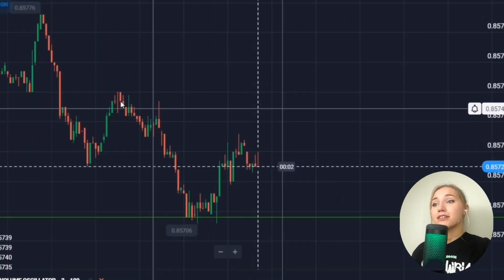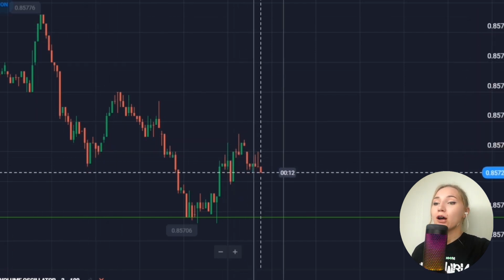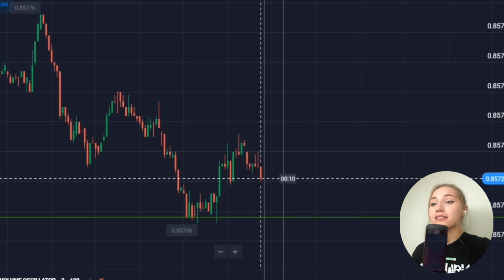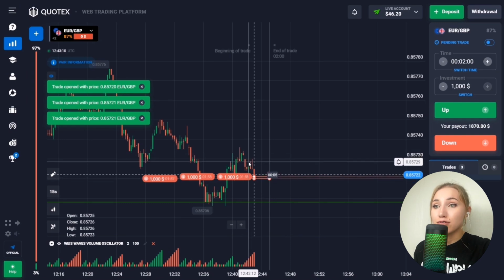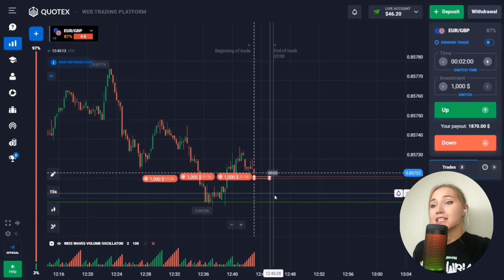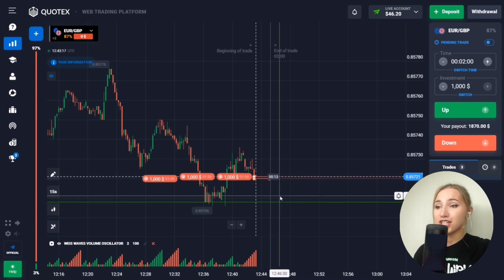You can also notice that price highs are becoming lower. We have already seen such situations. The red histogram on the display of the indicator. We can open a down trade for 2 minutes here. We can expect the move towards the level in the very near future. So let's check it.